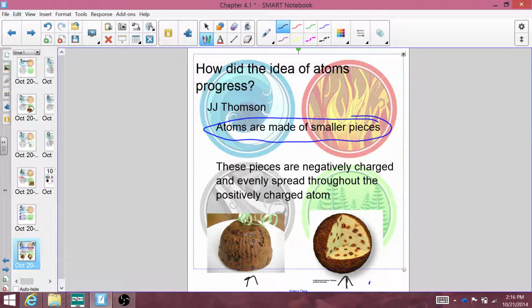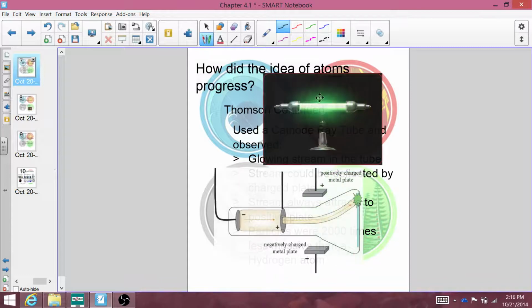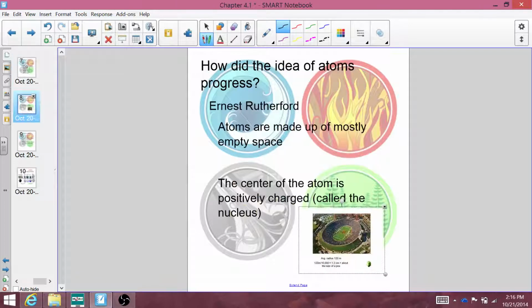He didn't just think it up. He used the scientific method through observations of something called a cathode ray tube. So a cathode ray tube is this glass tube that has a little bit of gas in it, and when you pass electricity through it, you can see a stream moving through the glass, and it's glowing. So let me see if I can show you a picture. This right here is a picture of a cathode ray tube. You pass electricity from one end to the other, and as the electricity passes through that gas, you can see the gas glowing.